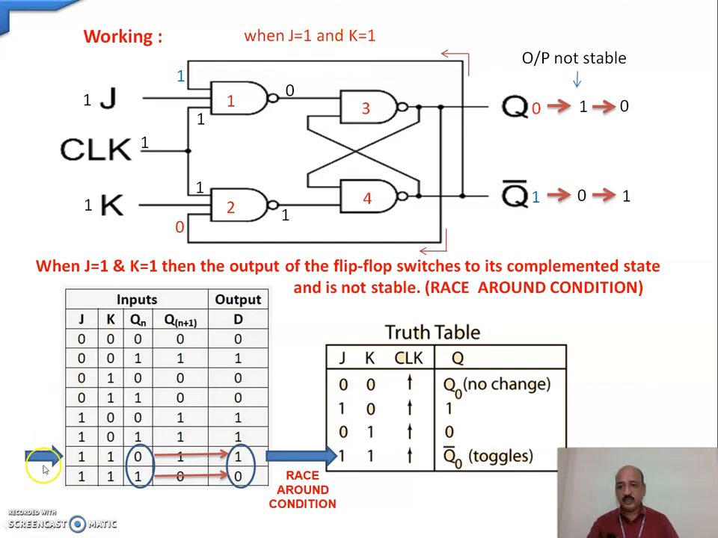Here the arrow mark is shown: J is equal to 1, K is equal to 1, Q of N is equal to 0. That will be the feedback for the second NAND gate, and Q bar is equal to 1 will be the input for the first NAND gate. As J is 1 and K is 1, the first NAND gate has the inputs 1, 1, 1, all the inputs are high, therefore the output is low. For the second NAND gate, one of the inputs is low, therefore the output is high. For the third NAND gate, as one of the inputs is low, the output will become high.